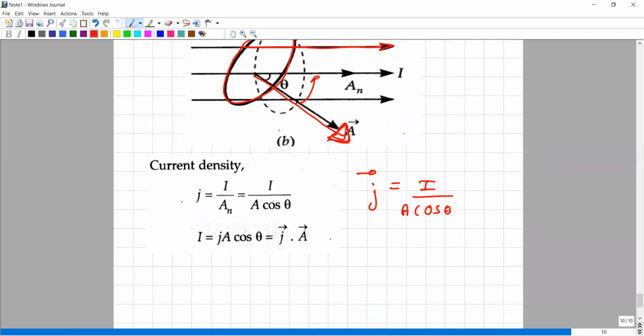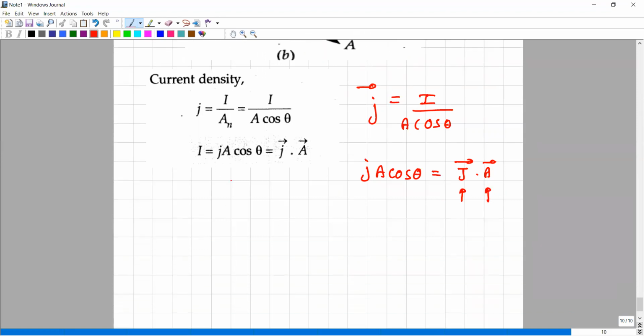Now A is a vector, the area vector. If you rearrange the expression, it becomes J A cos theta, which is also equal to J dot A, that is, the current density dot the area vector. That means these two values will be equal to I.